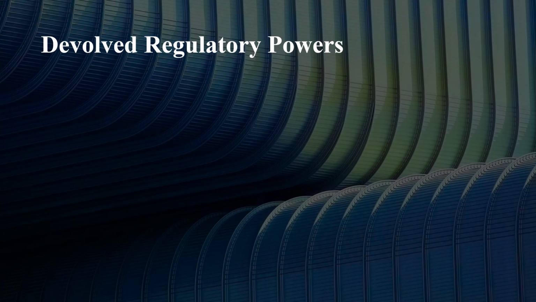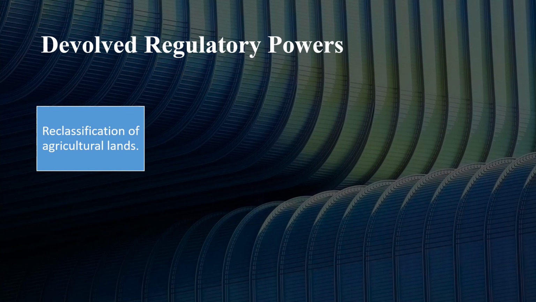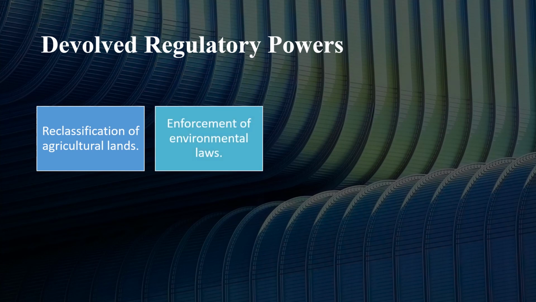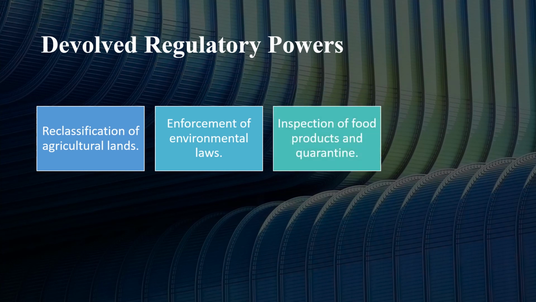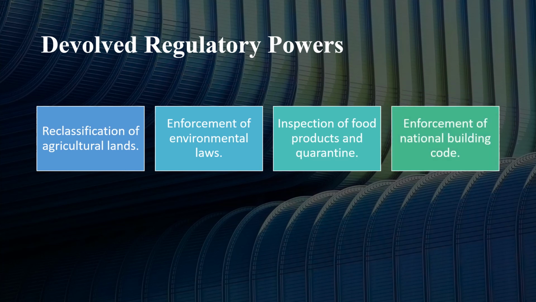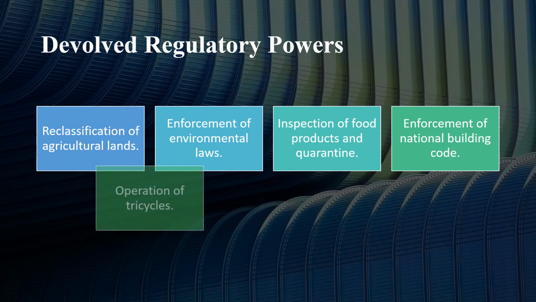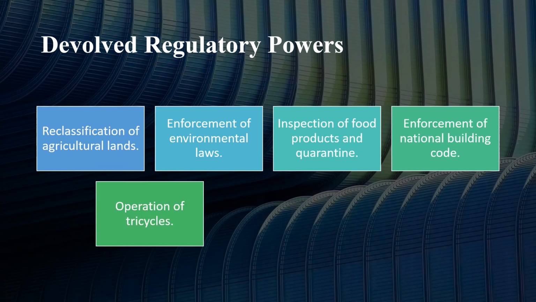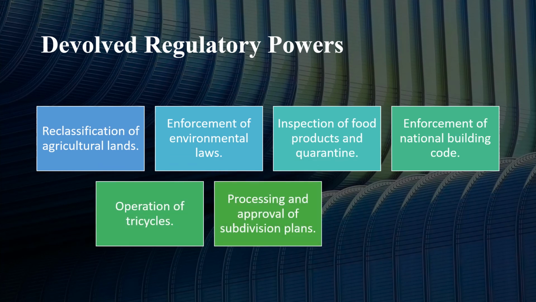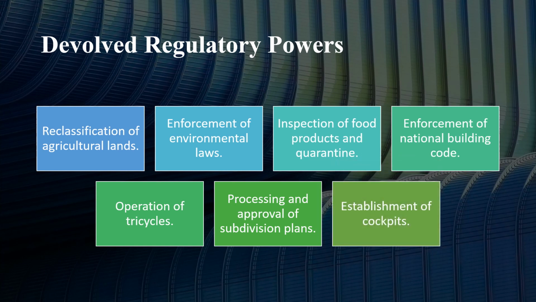Let us also look at the devolved regulatory powers. The first one is reclassification of agricultural lands, enforcement of environmental laws, inspection of food products and quarantine, enforcement of the National Building Code, operation of tricycles, processing and approval of subdivision plans, as well as establishment of cockpits.